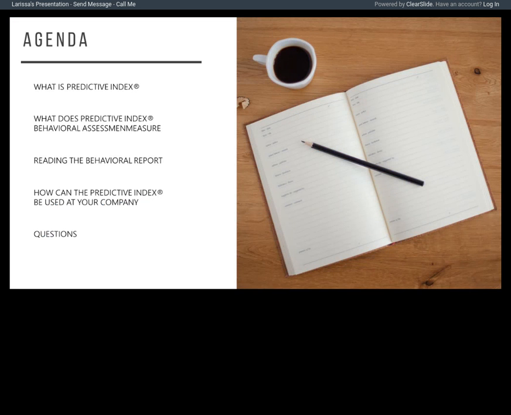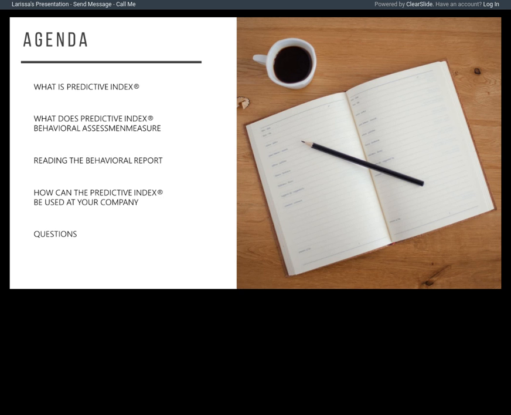So our agenda is we're going to cover what is Predictive Index. We're going to cover what a Predictive Index behavioral assessment measures. We've got a couple of different assessments: the behavioral assessment, the cognitive assessment, the job assessment. We also have a selling skills assessment. We mainly focus on the behavioral assessment, so that's what we're going to do here today.